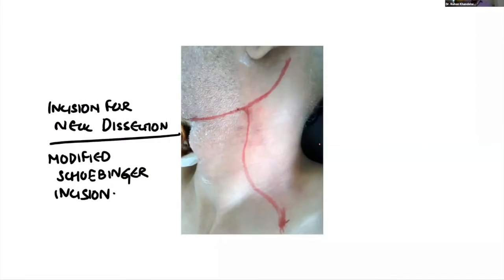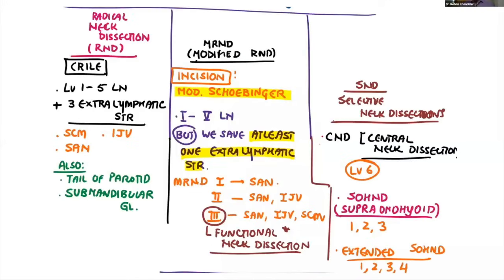Neck dissection, the incision name has been asked in the exam. This is modified Schobinger's incision, which is used for neck dissection. This has been asked many times. This is a summary of neck dissection. Again, there were questions from neck dissection in the PG exam. There were questions in the FMGE exam as well. So you should know about neck dissection.